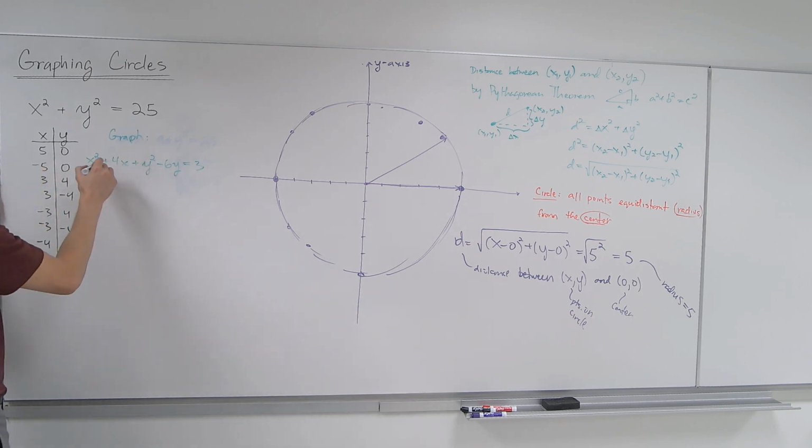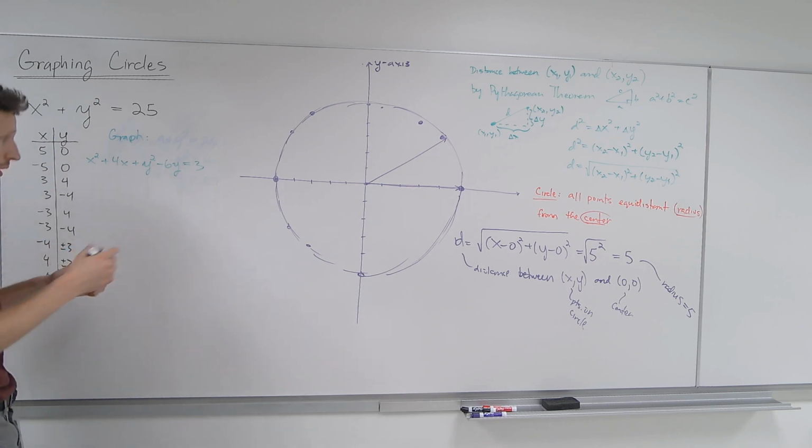This is a much uglier looking one, right? This is not x squared plus y squared is 3. X squared plus 4x plus y squared minus 6y equals 3. What in the world do we do with that? Remember I taught you, everyone, completing the square. It's a technique that's really tricky for a lot of us.